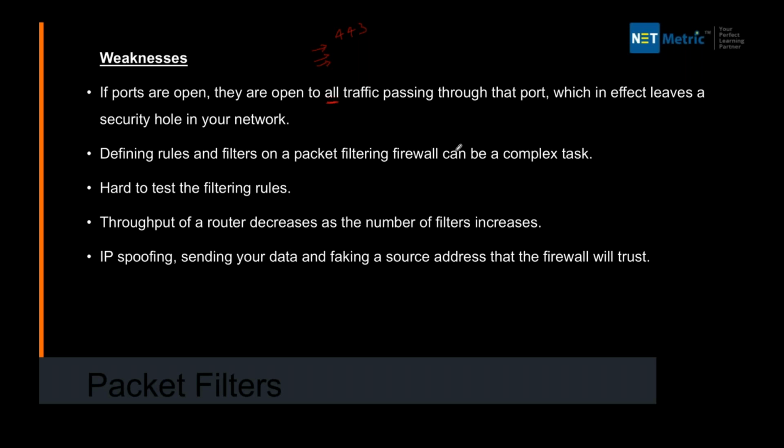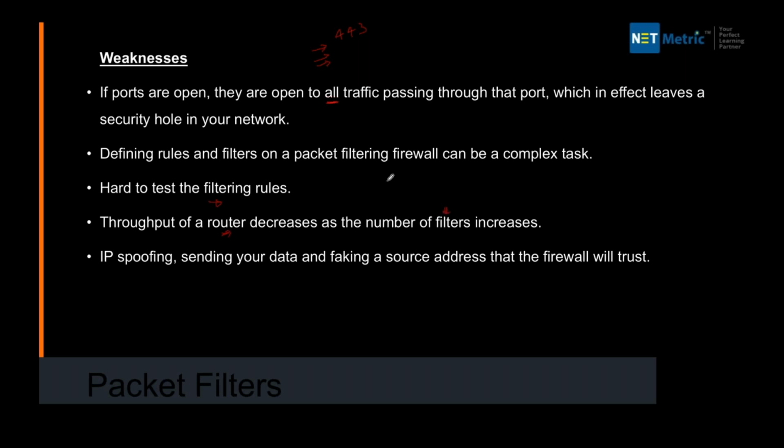How many times are you going to write an access list on your router? If you have 10,000 subnets, how are you going to define them? You're not supposed to write that many access lists. It's hard to test the filtering rules. The throughput of a router decreases as the number of filters increases.